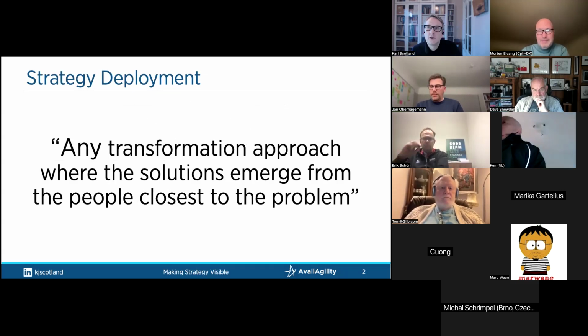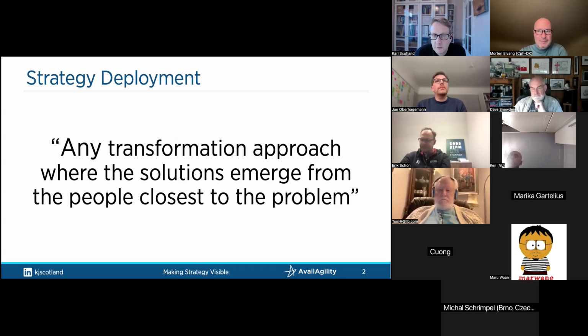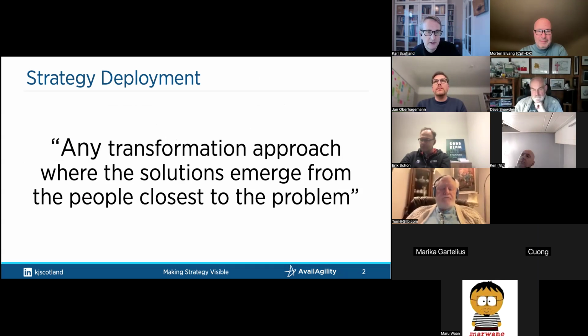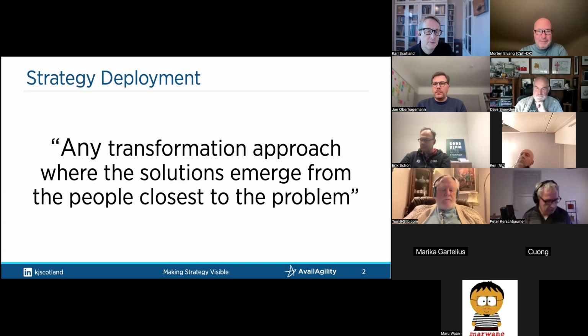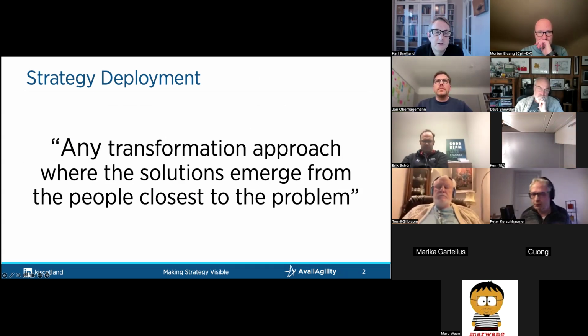I'm not going to talk about what I think a good strategy is, or strategy development. I'm going to talk about what, from the lean community, is called strategy deployment or Hoshin Kanri. I prefer to just say strategy deployment, to avoid too many Japanese terms that people don't like or don't understand. And this is the way I've been defining strategy deployment for a long time.